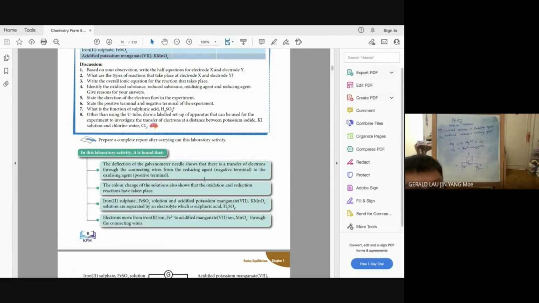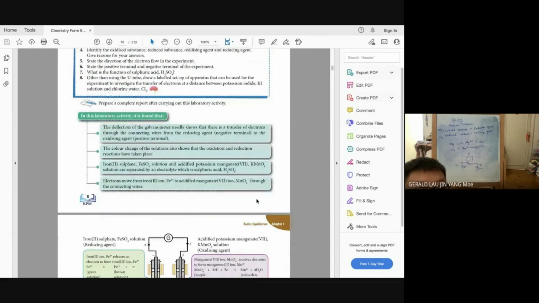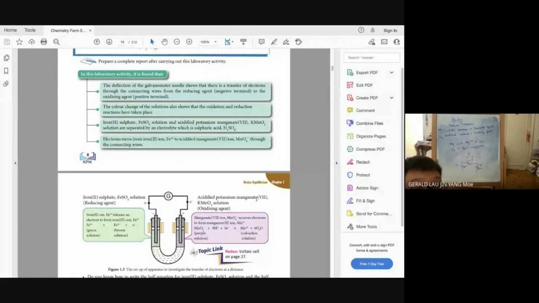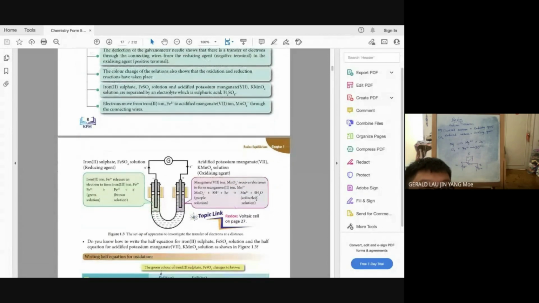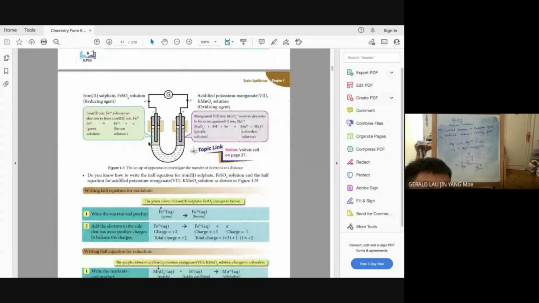Okay, so the color change of the solution also shows oxidation and reduction. Iron(II) sulfate solution and acidified potassium manganate are separated by an electrolyte with sulfuric acid. Electrons move from iron(II) ion to acidified potassium manganate. Here you have iron(II) sulfate solution in arm X. In arm Y, you have a potassium manganate solution.